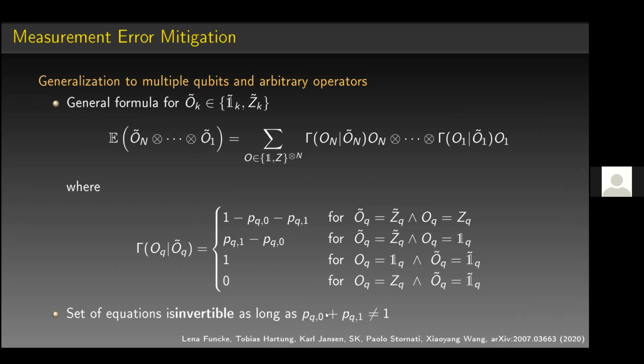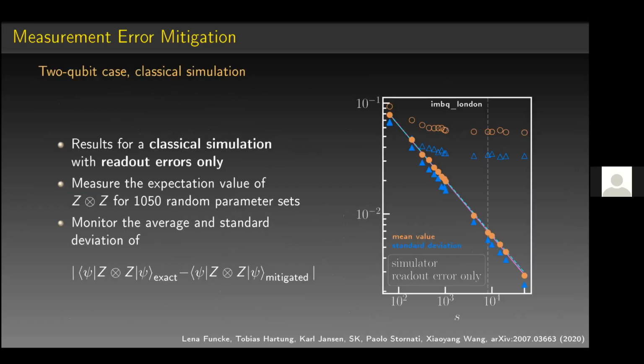So basically what we get is a set of equations, and if this set of equations can be inverted, which is actually possible as long as the sum of the flip probabilities is not equal to 1, then one can start reconstructing exact expectation values from noisy measurement outcomes and the flip probabilities of the qubit. So just to show you that this works in practice, here's an example showing data obtained for various numbers of measurements at the end and 1050 repetitions of taking random wave functions.